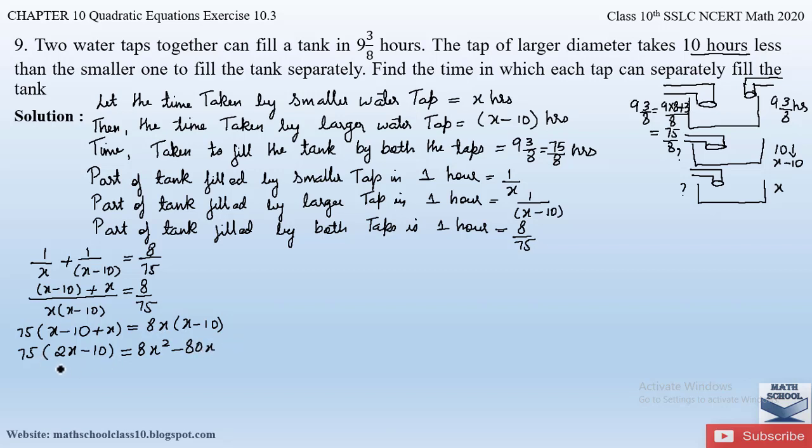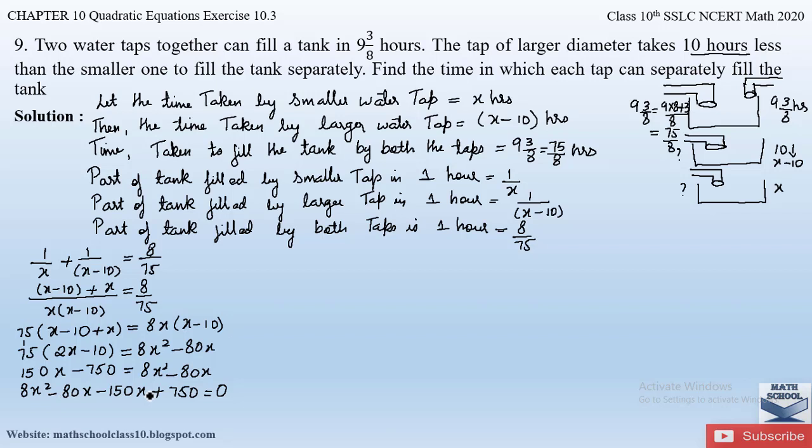So again here also let us open the bracket. So 75 into 2, 5 2s are 10, carry 1, 7 2s are 14 plus 1 is 15. So 150x, then plus into minus will be minus 75 into 10 will be 750, is equal to 8x square minus 80x. Now let us send the left hand side terms to the right hand side. So you will get 8x square minus 80x, minus 150x on the right hand side, and minus 750 will become plus 750, is equal to 0.